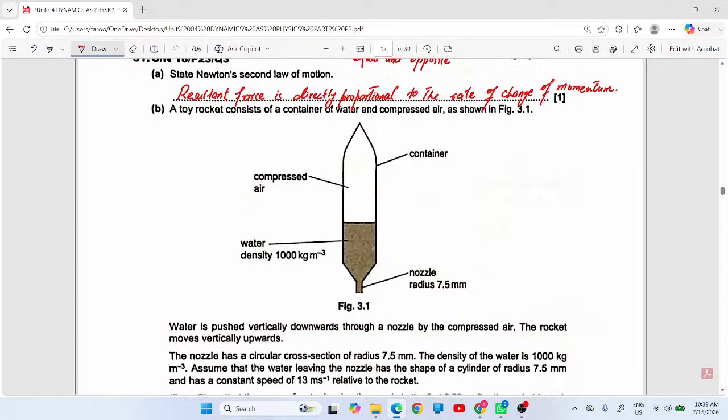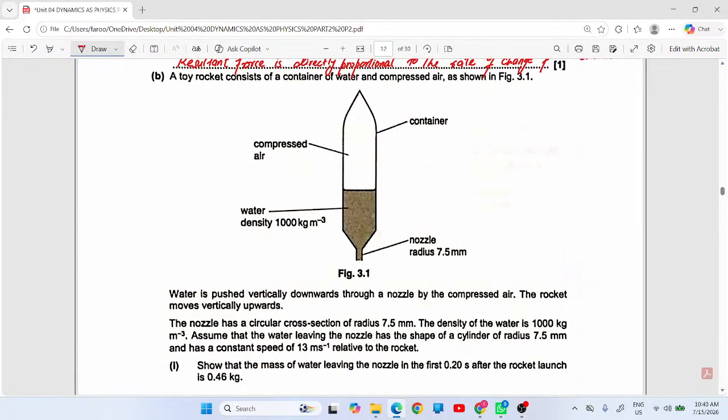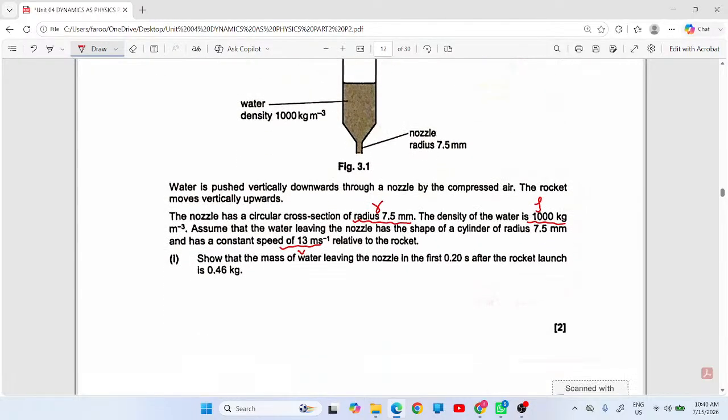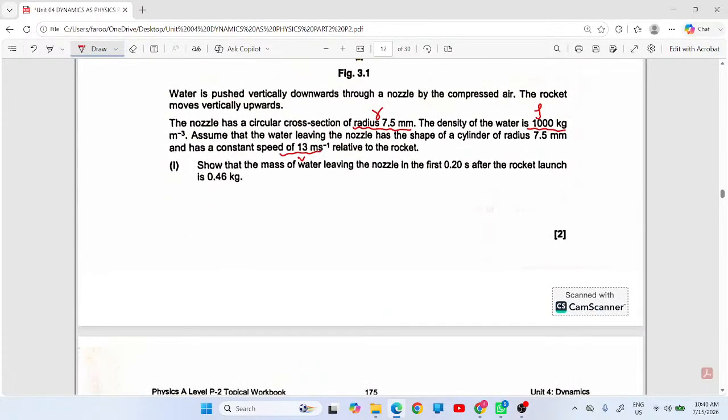Next question. A toy rocket consists of a container of water and compressed air as shown in figure 3.1. Water is pushed vertically downwards through a nozzle by the compressed air. The rocket moves vertically upwards. The nozzle has a circular cross section of radius 7.5 mm. The density of the water is 1000 kilograms per cubic metre. Assume that the water leaving the nozzle has the shape of a cylinder of radius 7.5 mm and a constant speed of 13 relative to the rocket. Show that the mass of water leaving the nozzle in the first 0.20 seconds after the rocket launches is 0.46 kilograms.